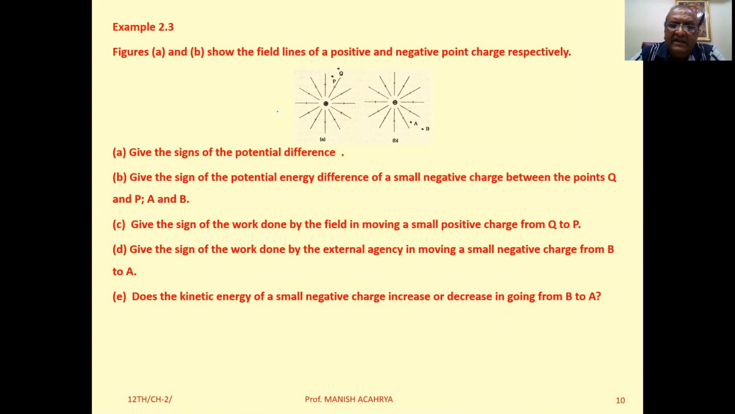E. Does the kinetic energy of the small negative charge increase or decrease in going from B to A? So first we have to take the sign of the potential differences, clear? And then of potential energy difference. Now see, for a positive charge, the electric field lines are in the outward direction. For a negative charge, they are towards the charge.